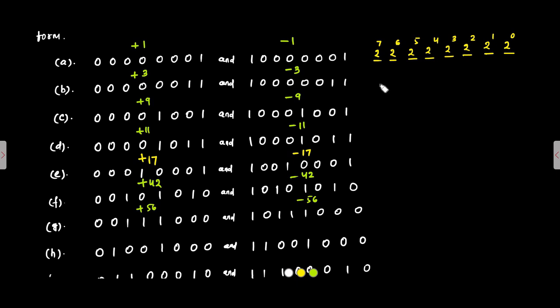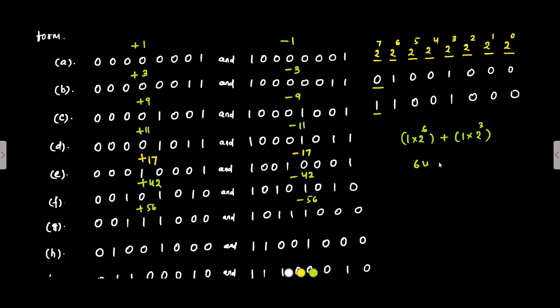So we have 01001000 and here it is 11001000. So this is 0, this is 1, so positive, negative. Magnitude is 1 into 2 to the power 6 plus 1 into 2 to the power 3. So here it is equal to 64 plus 8 equal to 72. So this one is plus 72, this one is minus 72.